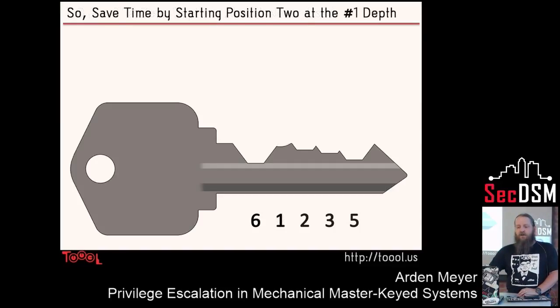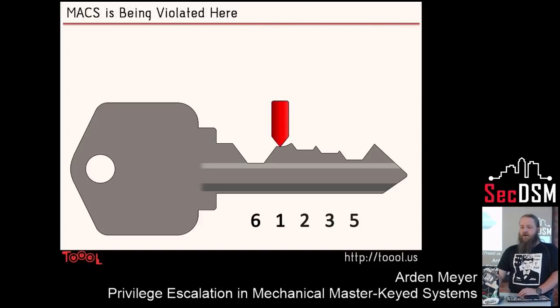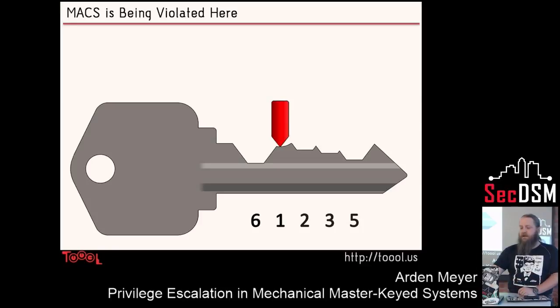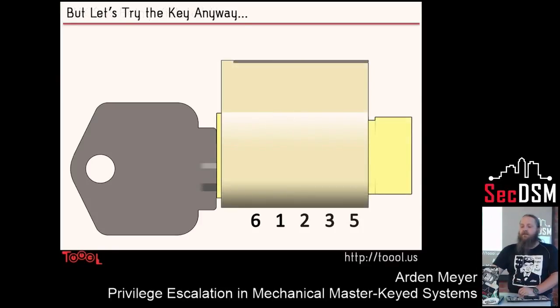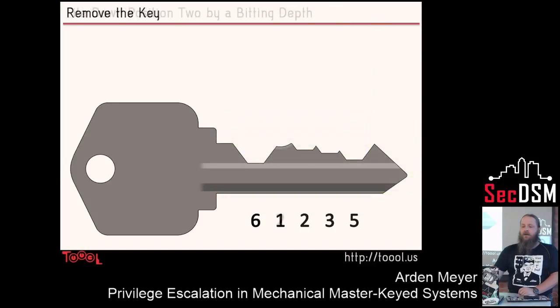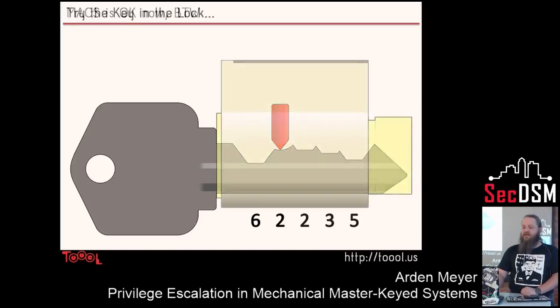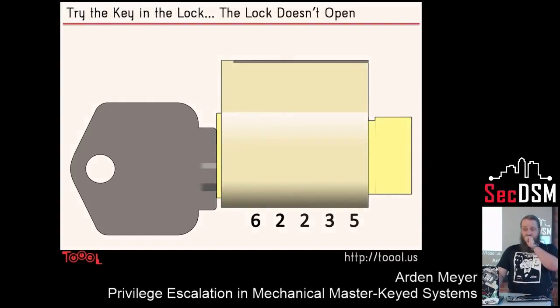So this is where knowing your system comes in handy. We'll save time. We're just going to go ahead and start at number 1. We file that down to number 1. Again, max is technically being violated here, but we're going to give it a try. Lock doesn't work. Go down to the number 2. We're out of our max violation. We try it in the lock. The lock does not open.